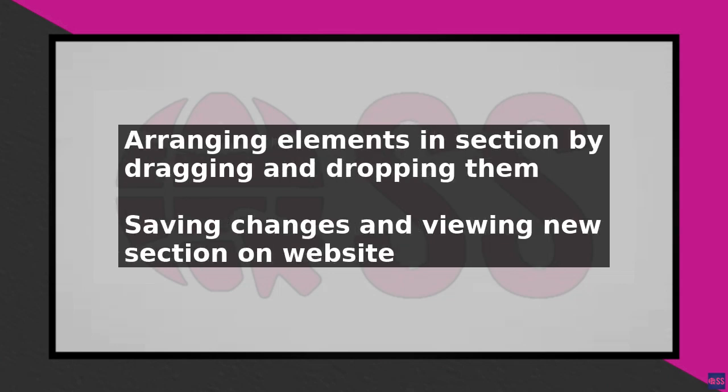To add an image, click on the image icon and select an image from your computer or from the Wix image library. Once you have added your content, you can arrange the elements in your section by dragging and dropping them into place. You can also use the alignment tools to align your elements to the left, right, or center.